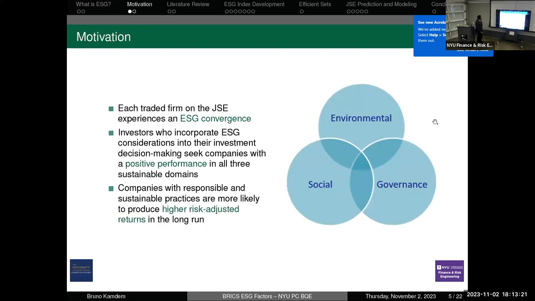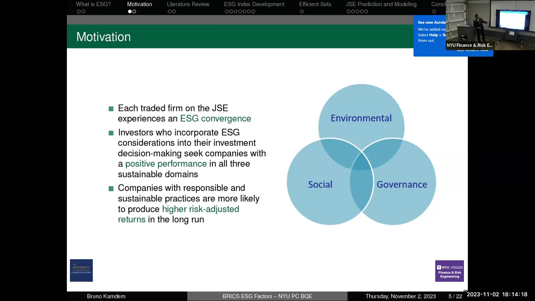So here, next, we're going to talk about the motivation of research. What is the motivation behind research? First of all, we look at the notion of trading. Each trade firm on the Johannesburg Stock Exchange experiences an ESG convergence. What do we mean by ESG convergence? ESG convergence is the alignment of environmental, social, and governance practices and standards across different industries, companies, and regions. ESG convergence involves the process of harmonizing and standardizing ESG criteria and reporting frameworks to create a more consistent and universally accepted set of guidelines, right? Sometimes they call it taxonomy.